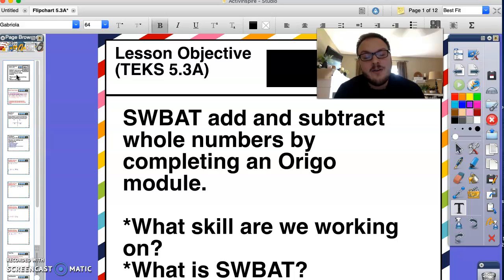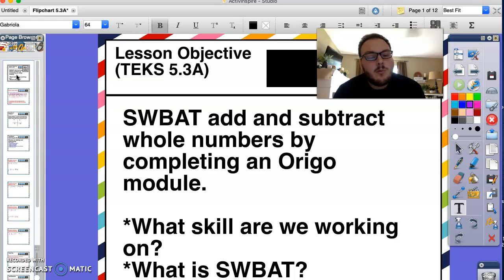And you guys remember this from all of my previous PowerPoints through the past year. Our lesson objective today is students will be able to. That is the SWABAT. Remember, that stands for students will be able to. So that is you. This is what you should be able to do by the end of class today. It's a real easy lesson with a review. So I think you guys have got this. So students will be able to add and subtract whole numbers by completing an Orgo module. And the Orgo module you guys will find in your Google Classroom along with some additional practice.